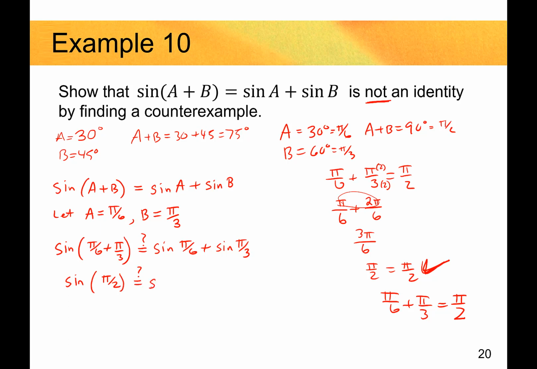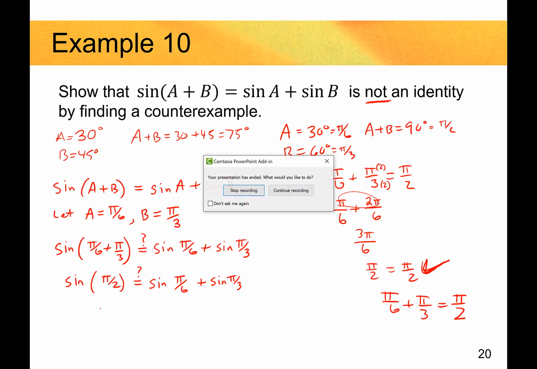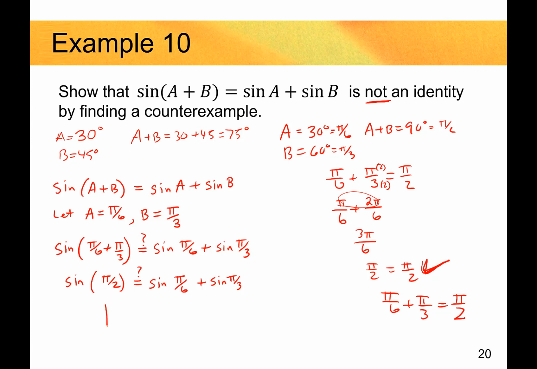Don't know yet. Plus sine of pi over 3. So now let's go with it here. So sine of pi over 2 is 1. Don't know yet. Sine of pi over 6 is 1/2. The sine of pi over 3 is root 3 over 2, and that is not going to be the case. That's 1 over 1 plus radical 3 over 2, and we put a slash through it.